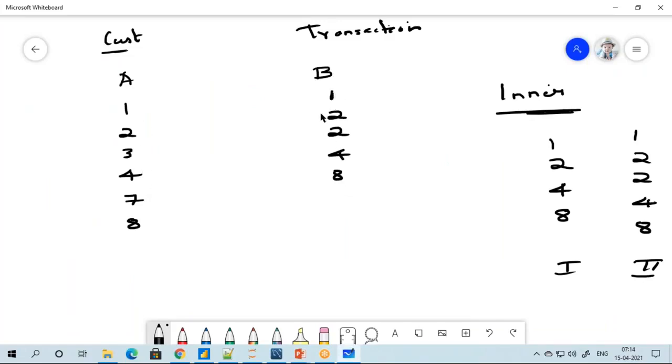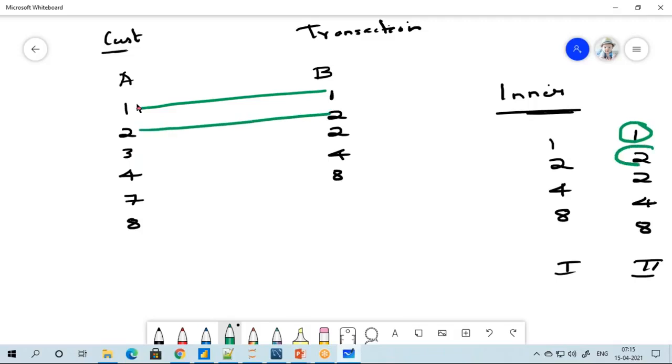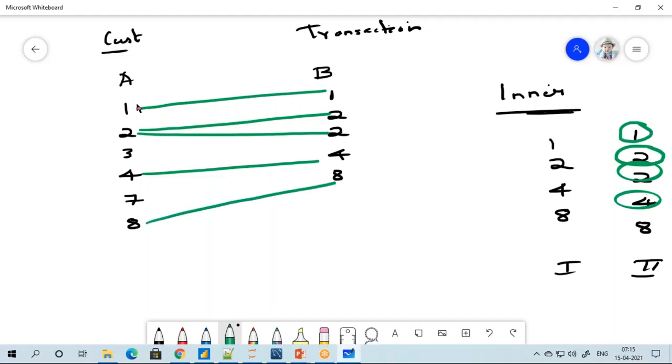Basically what is happening is the columns which are present in table A and the columns which are present in table B, that is the rows. If you see, this is matching, so obviously I'll get this. This is matching, obviously I'll get this. This is again matching. Then 4 is matching, I will get 4. This is matching, I'll get this. So this will be the correct answer.